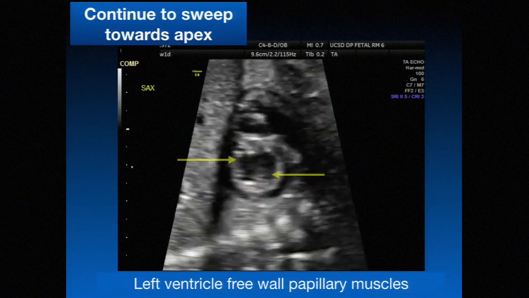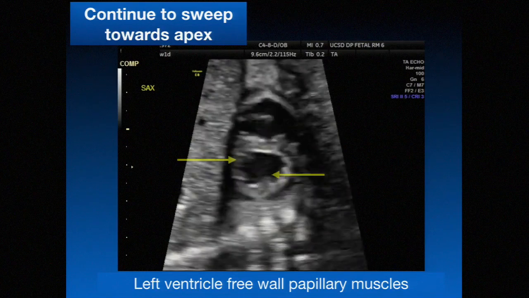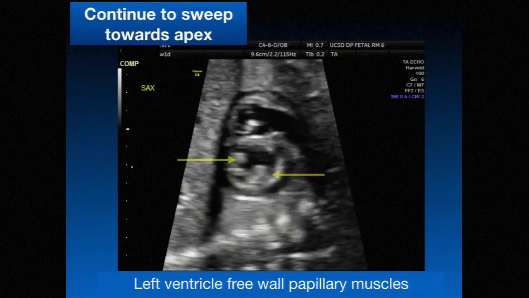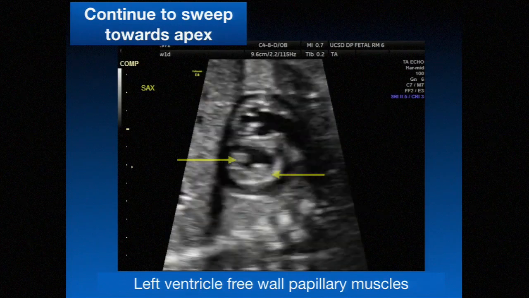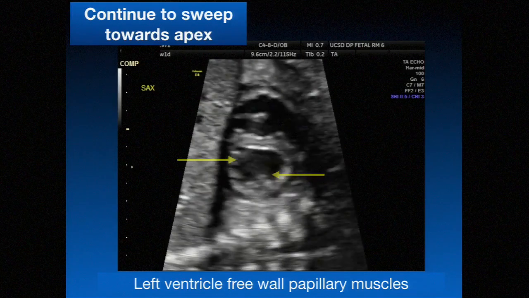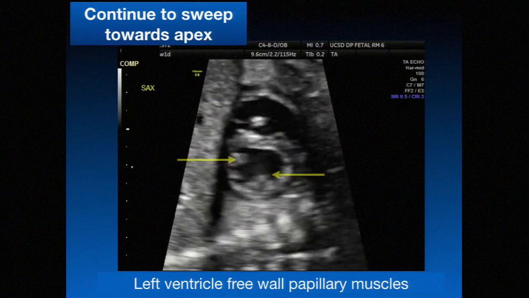I also will look at the papillary muscles, particularly, for instance, if you have suspected Schoen complex or any abnormalities in the left side, just to confirm that there are two papillary muscles. As you're just sweeping down, if you have really nice imaging, they're pretty easy to appreciate.